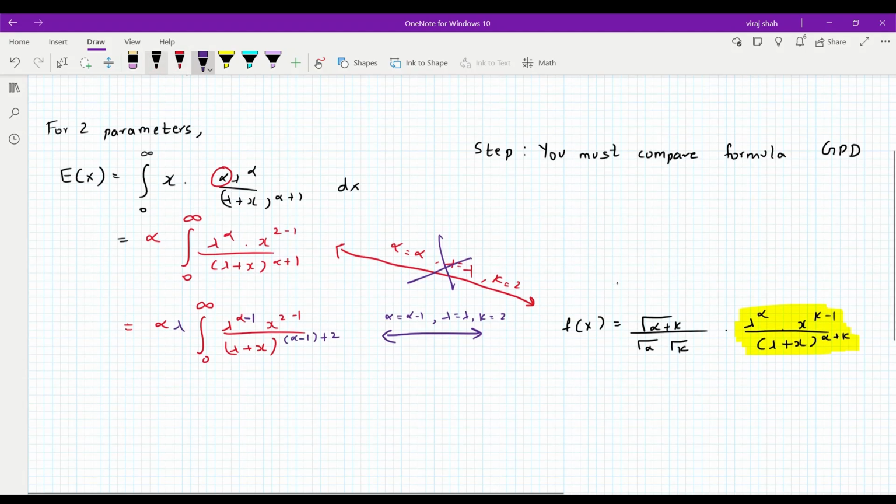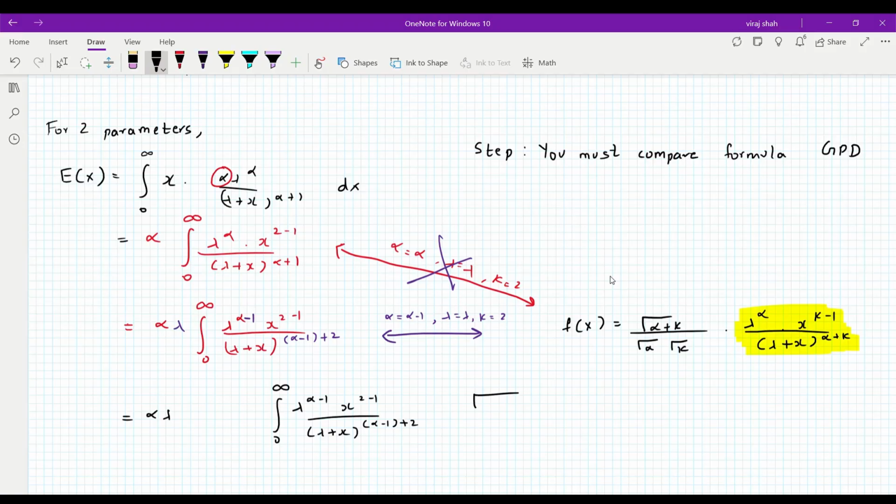Okay, it would be alpha upon lambda, integration from 0 to infinity. Let me keep a bit of space. Why? I will just tell you. It would be lambda to the alpha minus 1, x raised to 2 minus 1, upon lambda plus x the whole raised to alpha minus 1 plus 2. In order to form this, it would be alpha minus 1 and 2, right?